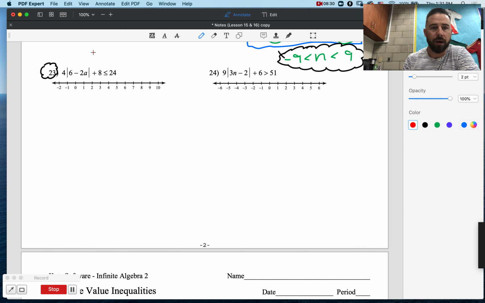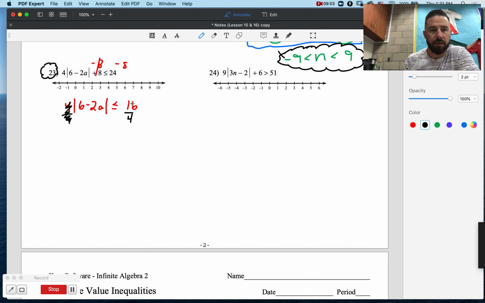Okay, so here we are. We're going to subtract our 8. We're going to subtract our 8. Okay, and we have 4, 6 minus 2a. We're going to have to do some sign flipping, it looks like. Is less than or equal to, what is that, 16? Okay, our next step is divide 4. Divide 4. Okay.